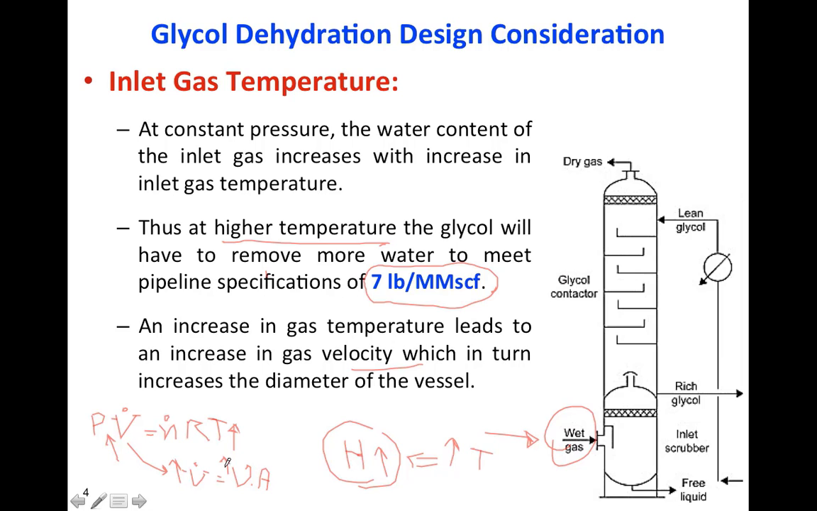So it means I have higher velocity. To avoid any kind of flooding, if my velocity increases, to keep the velocity constant, I have to increase the area, or the column diameter, all right? So when I have higher temperature, volumetric flow rate will increase, which leads to an increase in velocity. If I want to keep the velocity unchanged, I have to increase the area, which means I have to increase the diameter of the column, which is more expensive, more maintenance, and more work to be done.